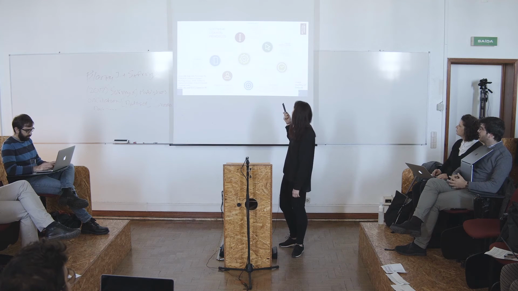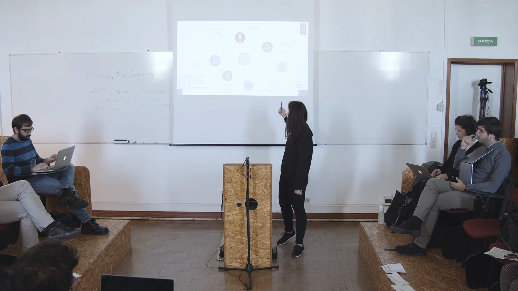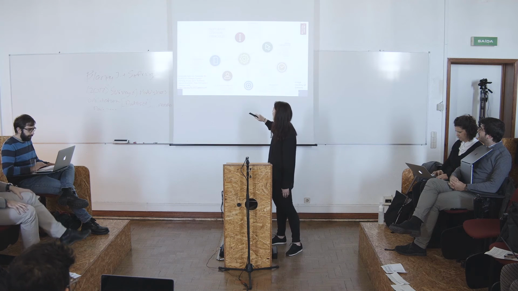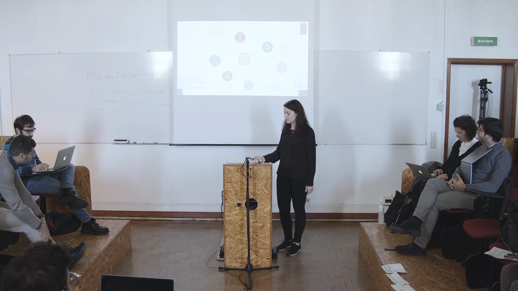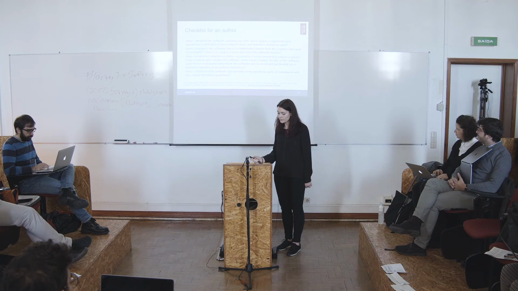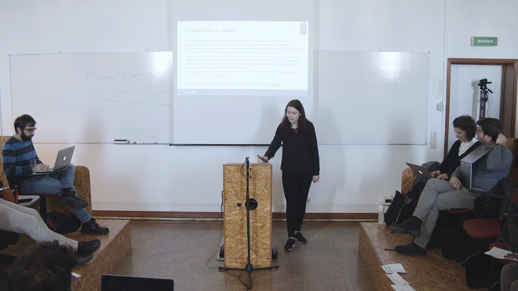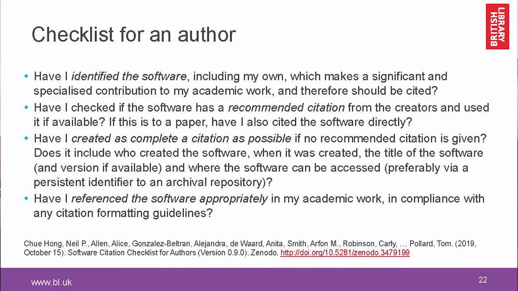It's very similar: it's important that it is uniquely identified in a persistent way, and that it is specific. As I've already mentioned, the versioning aspect with software is very much an issue. Then accessibility, and as well credit and attribution. So very similar issues. Kindly, the FORCE11 working group has developed a checklist for authors, which you can access at the DOI there if you want.